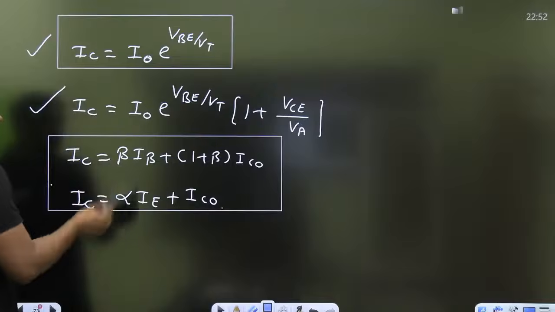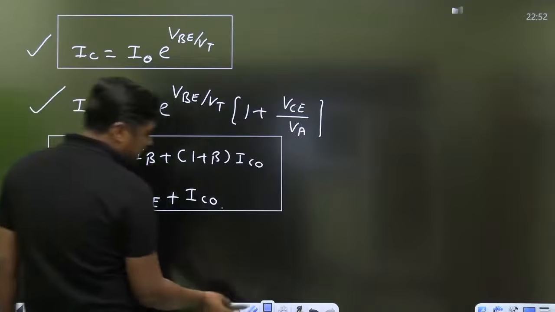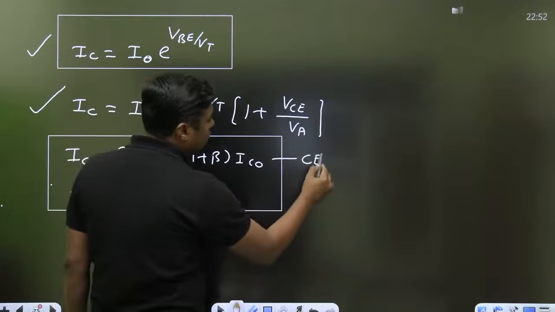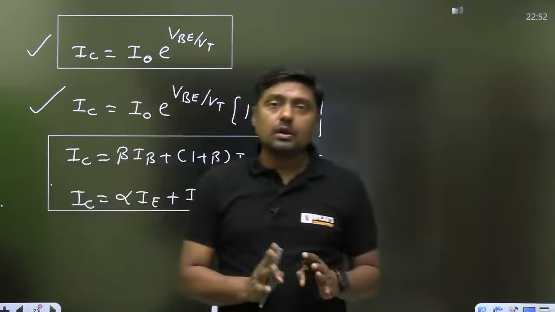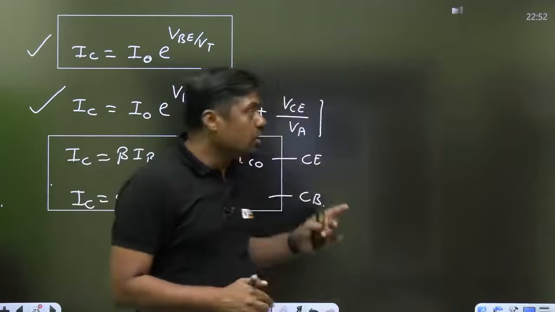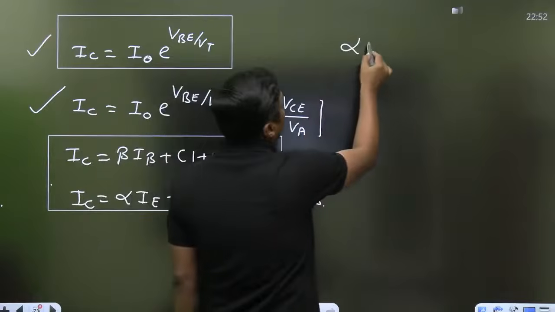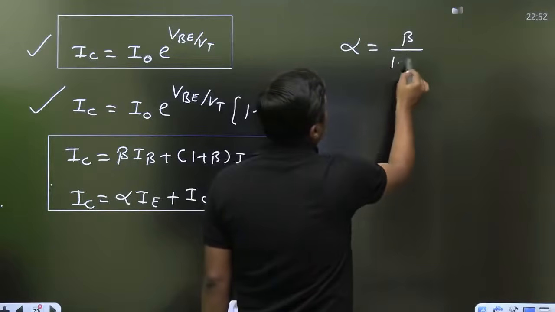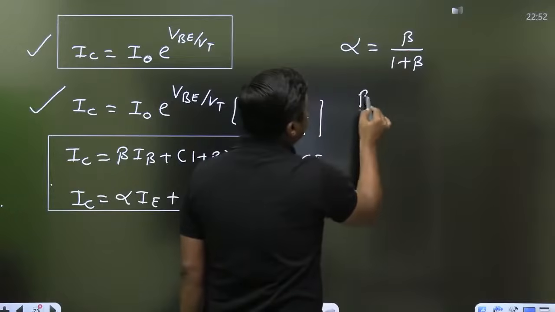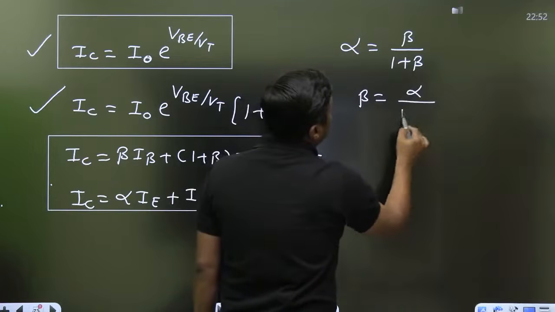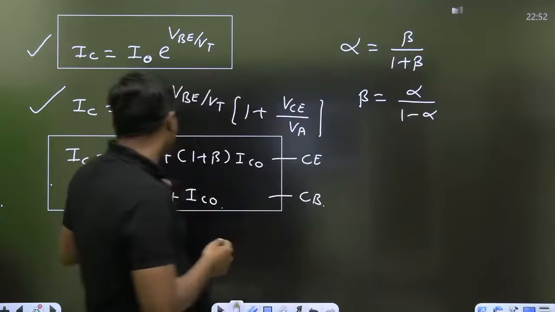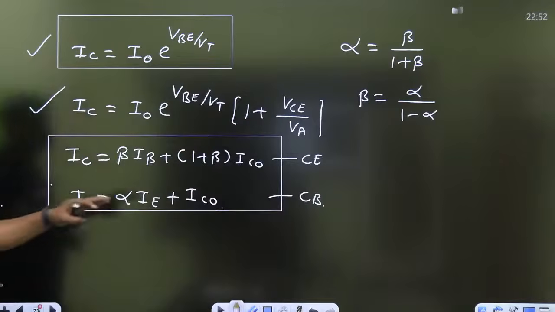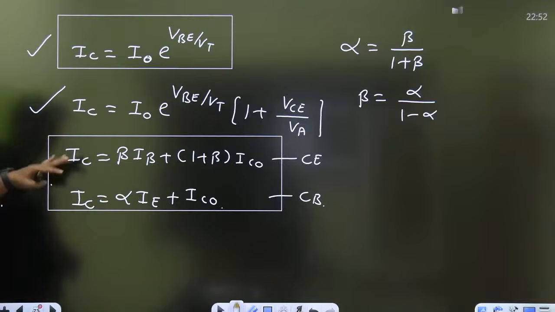These are the two formulas. Normally we say that one is for common emitter and the other is for common base. But remember, we can use both equations as they depend on each other, because alpha is equal to beta upon 1 plus beta, and beta is alpha upon 1 minus alpha. And these are the values: IC = beta IB + (1 + beta) ICO, and IC = alpha IE + ICO. This is the formula. Both are valid for the active region.